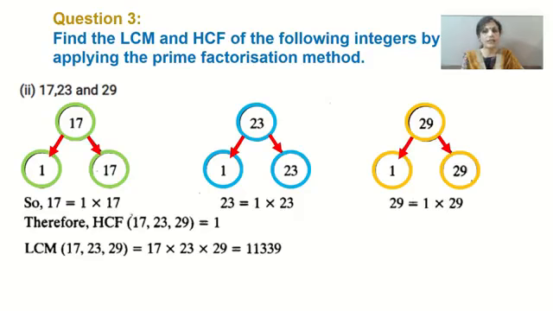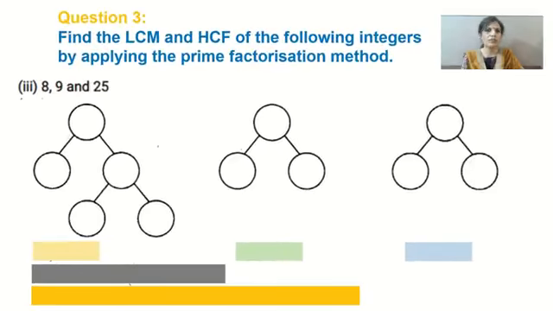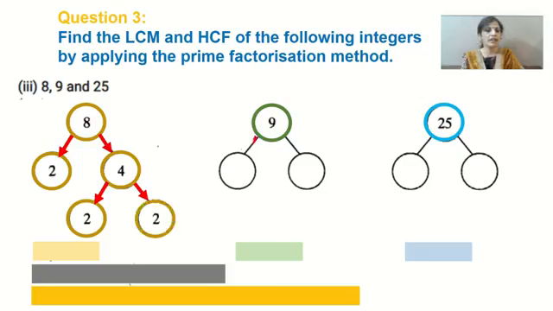Let's move towards the next sum. So this is the third sum which we have selected. The three numbers are 8, 9 and 25. So let's first find out the prime factors of these three numbers. So we can factorize 8 as 2 fours are 8. Then we can find the factors of 4 as 2 into 2. And then we will start factorizing the number 9, that is 3 into 3. Then 25 we can factorize as 5 into 5. So we can just note it down.